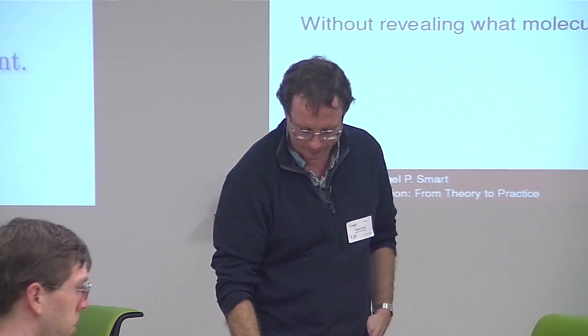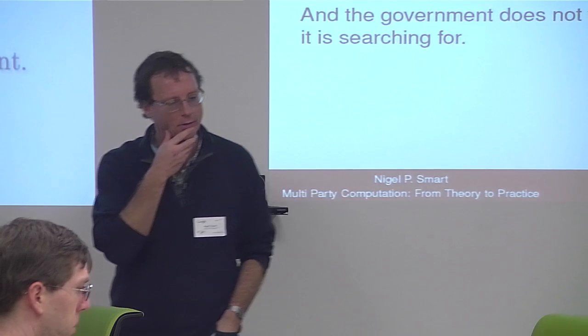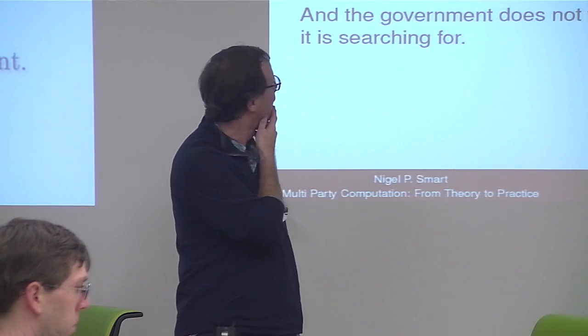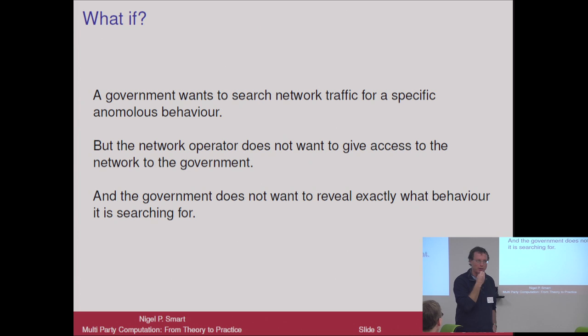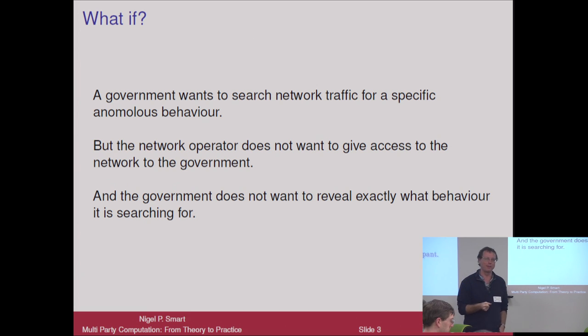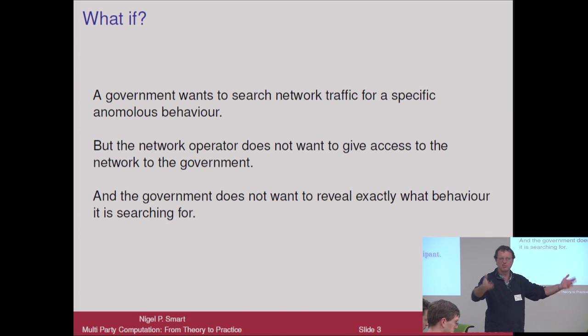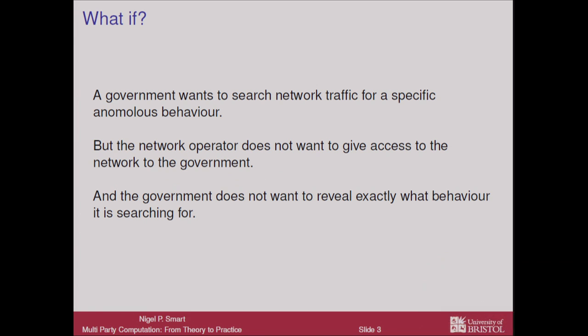You can imagine you encrypt the databases and you want to do some sort of comparison on them. Another example is network traffic, where the government or some agency wants to search the traffic for anomalous behavior, but the network operator doesn't want to give this information away, and the government doesn't want to reveal exactly what it's searching for, but you still want an outcome to know what's going on. So think of examples where you encrypt private data and you want to search it or perform some operation on it.